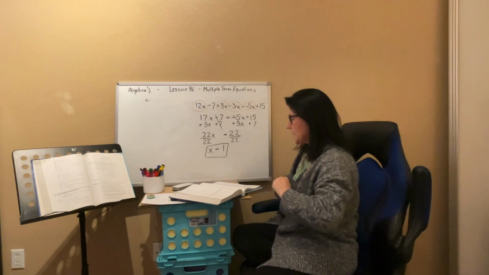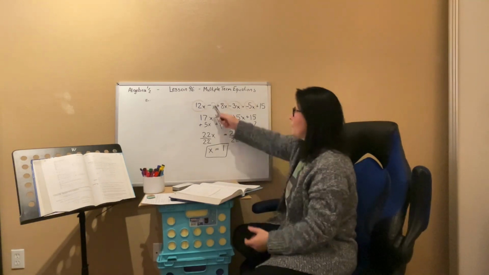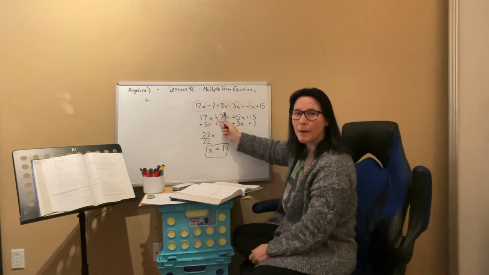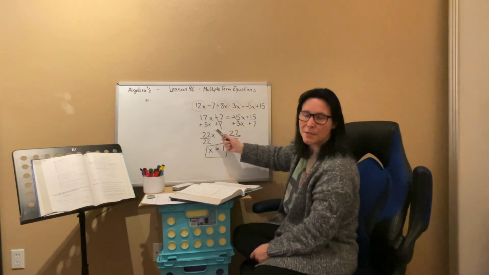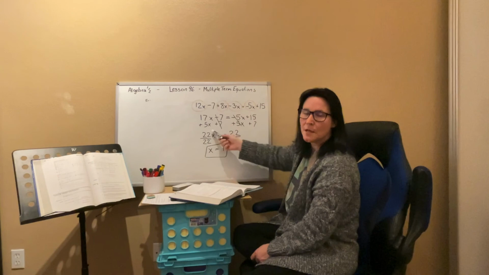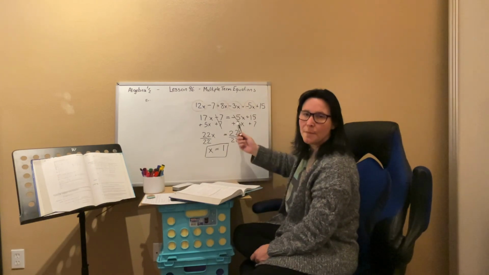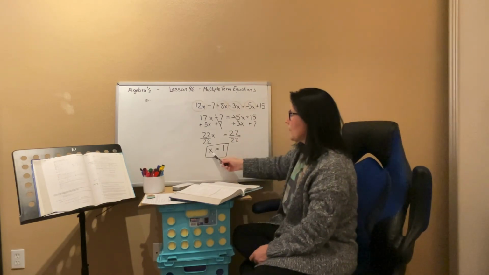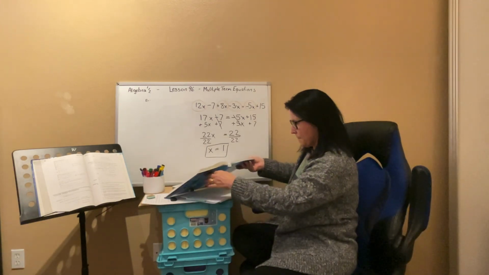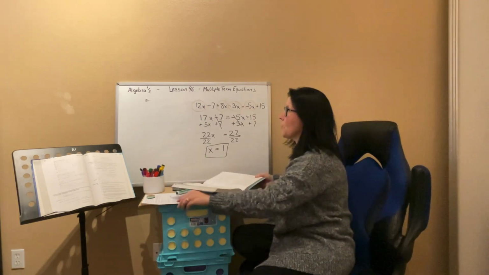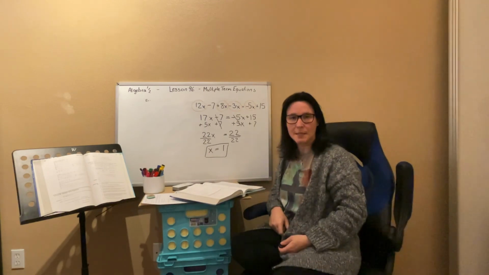There we go. And that's how you solve problems that have multiple terms. First you combine all like terms. Then you move the x's to the side that has most x's, the numbers to the other side, and then you solve to have a singular x by itself in the end. And that concludes lesson 96 for today.